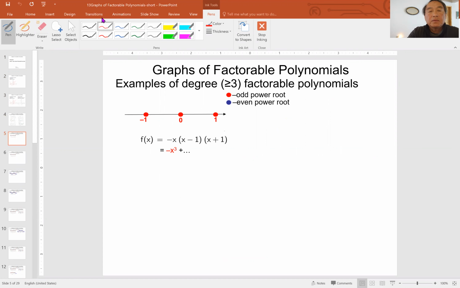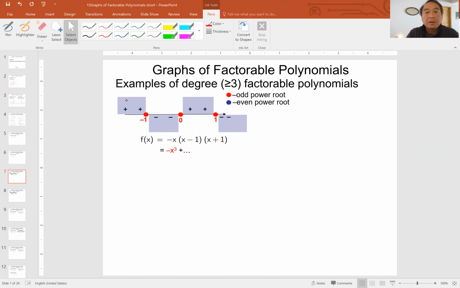We have three roots, and each one is of odd order, and we recall from the fact of sign chart that the sign will switch in between them. And here's the sign chart. This sets the region where the graph has to be, because these signs are the signs for the y components. So my negative signs mean the y points must be plotted down here. Hence, this is the graph.